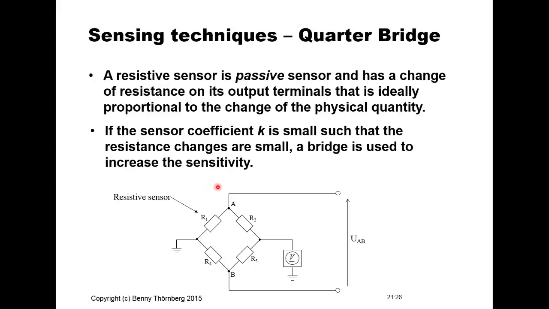What we see here is the resistive sensor, and how it is connected in combination with 3 other resistors into something called a quarter bridge. It is called a quarter bridge because just 1 out of 4 is used as the resistive sensor, and the rest of the resistors have fixed values.